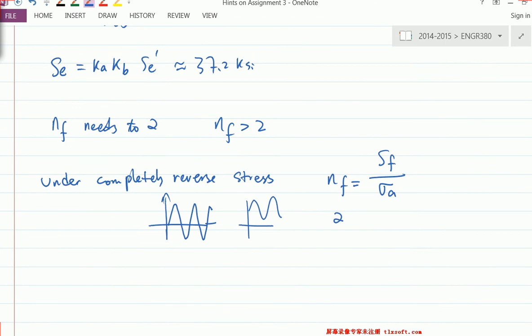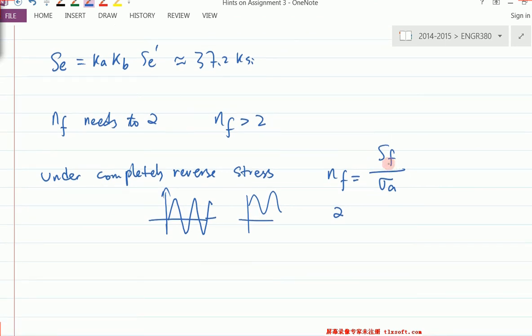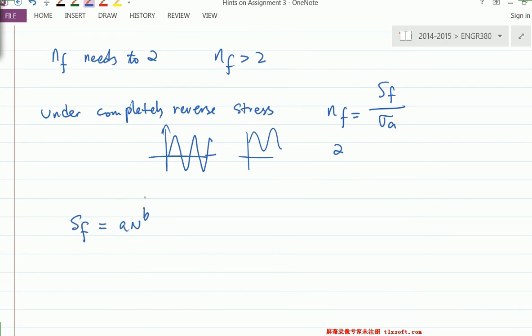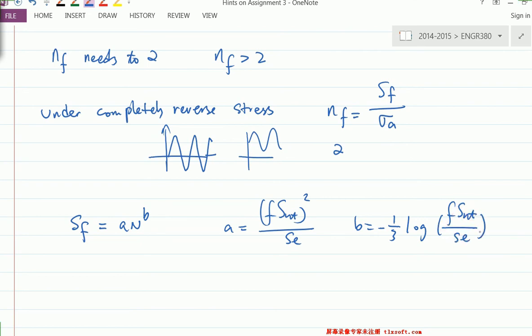SF is basically the limiting fatigue strength under this condition. If you remember, SF is related to the number of cycles by this formula: A times N to the power of B, where A equals (f·SUT) squared over SE, and B equals -1/3 log of (f·SUT over SE), right?